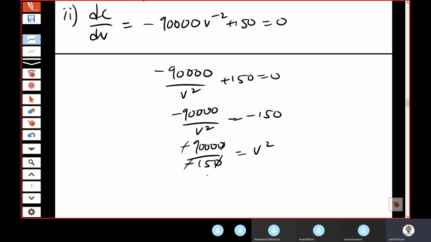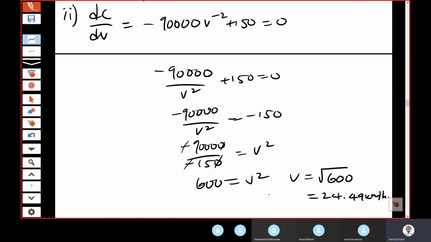$9,000 over 15, in other words, 600. So V is, obviously you can't choose the negative velocity. You're going to choose the positive velocity. So square root of 600, which is what? About 24 point something. That's cool. Kilometers per hour.